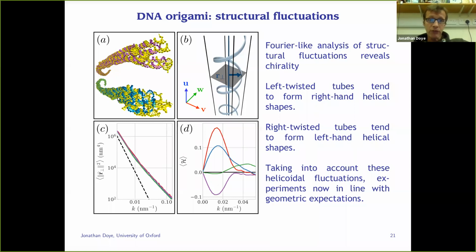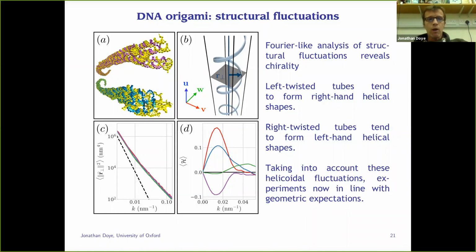If you look carefully, this is left-handed in the actual twist of the origami, but you can see it's forming a right-handed helix. So you're seeing these helical fluctuations in these systems, and that is the origin. These chiral fluctuations are the origin, we believe, and oxDNA suggests, of the chiral phase behavior of these systems.